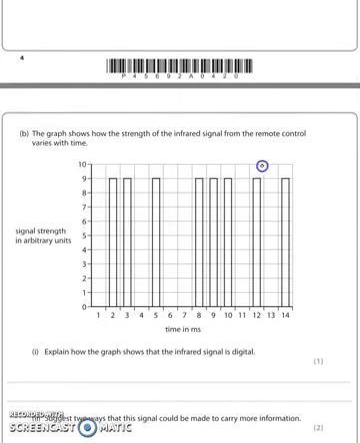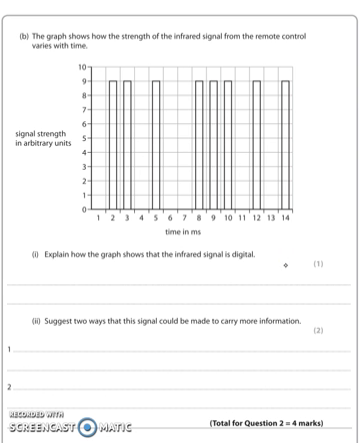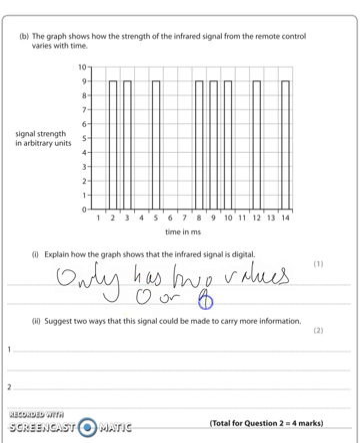Okay. B, explain how the graph shows that the infrared signal is digital. Well, it only has two values. Digital signals mean that they only have discrete signals. It's either on or off. You could say 0 or 9. A lot of people said 0 and 1. That's fine too, because the 1 would be on and 0 would be off. So for digital, we're looking for the fact that it only has two values.